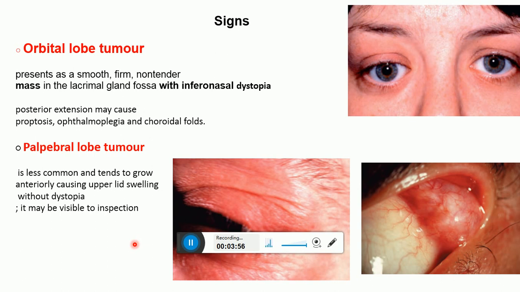The palpebral lobe tumor is less common. It tends to grow anteriorly, causing upper lid swelling without dystopia, which may be visible to inspection. This picture shows the palpebral gland tumor, and here it is visible on inspection.